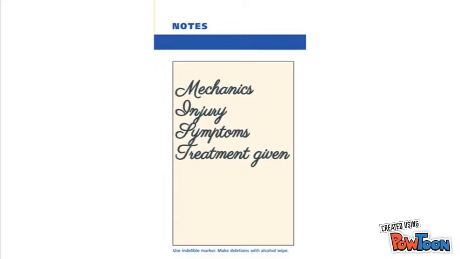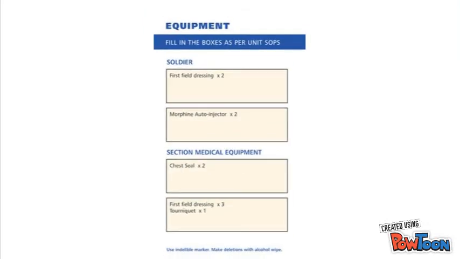Then you have some room for notes. This could be your MIST call, or anything that strikes you as abnormal. Finally, you have your equipment layout.